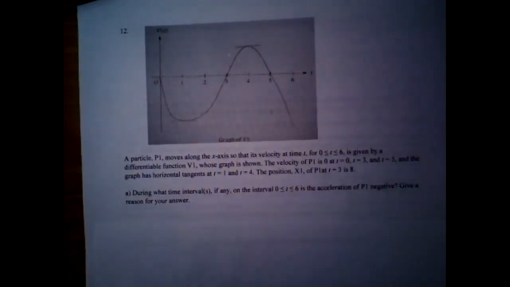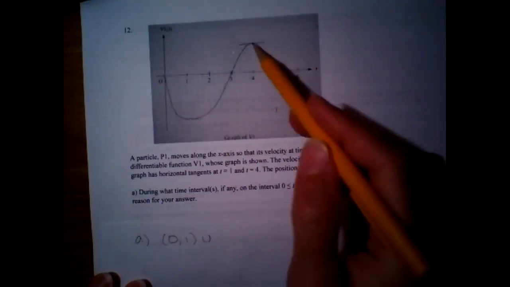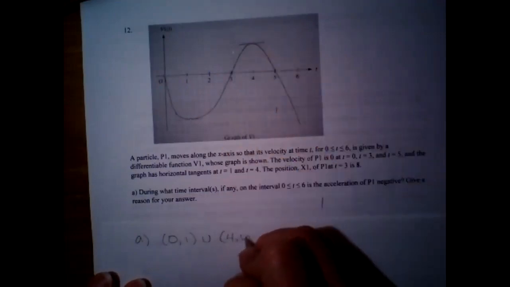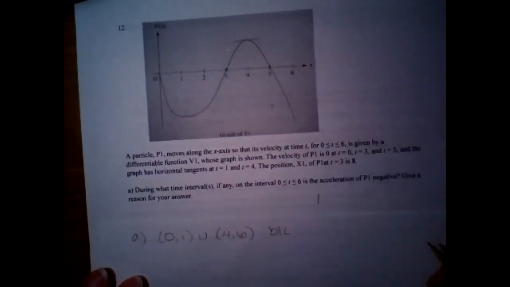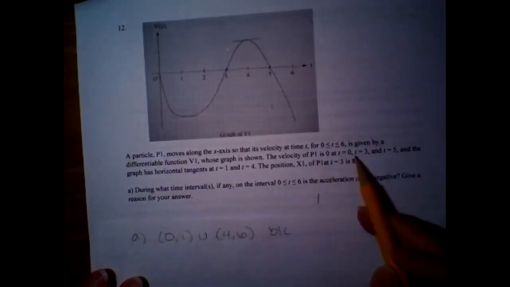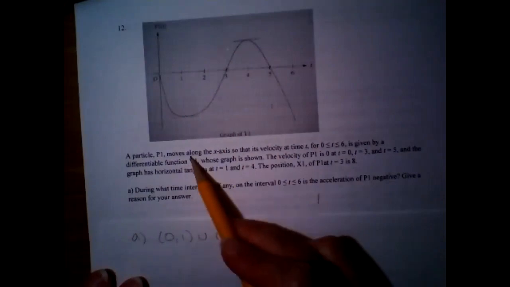All right, so this graph is decreasing from 0 to 1, and then also from 4 to 6. And we're going to say because, how did they label this? Did they call it V1? Yeah, function V1, velocity of particle 1, because V1 is decreasing there.